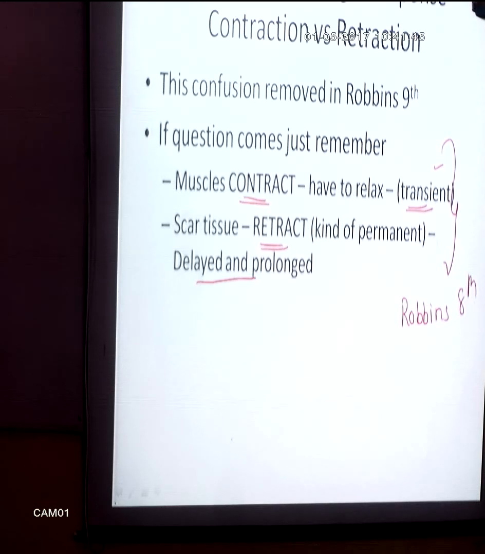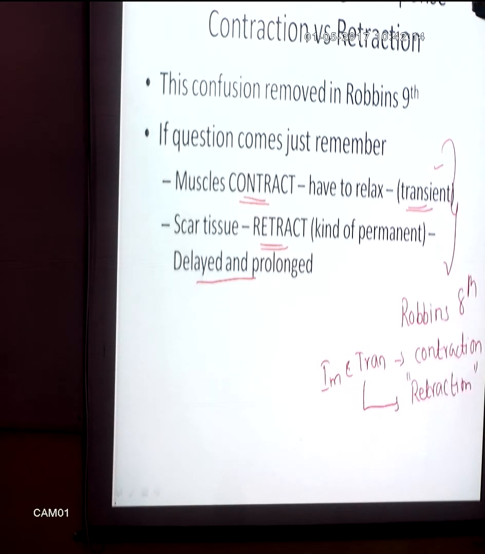When the 9th edition came, it was so clear. They removed all this confusion and said immediate and transient response is because of endothelial cell contraction. It was so clear, there's no confusion at all. What they have done now is, the same immediate and transient response has now been told to be because of endothelial retraction.